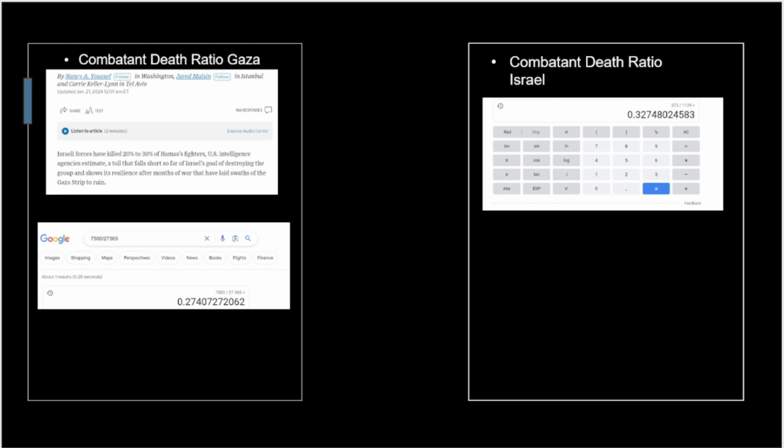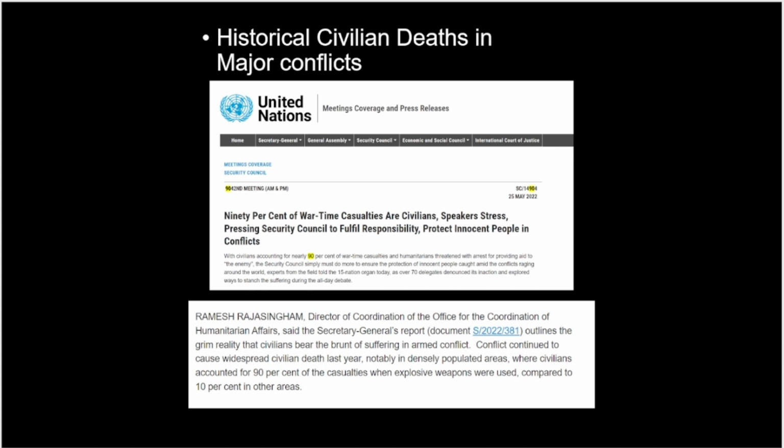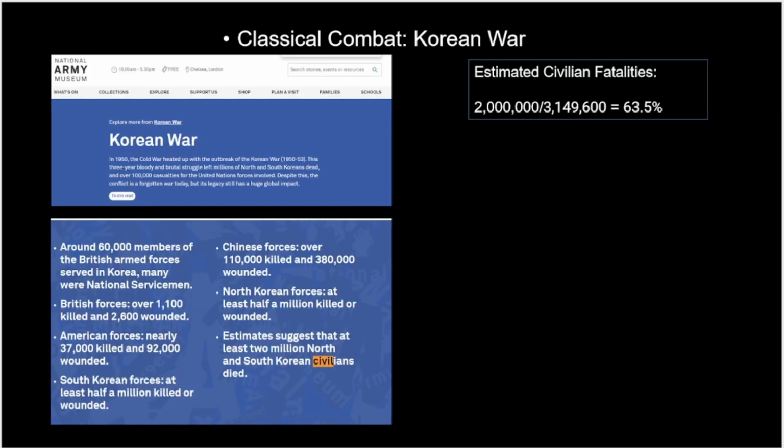So now let's contextualize these figures with the historical and modern precedents of civilian casualties during military operations. The United Nations reports that historically, 90% of wartime casualties were civilians when explosive weaponry was used. For a more tangible comparison, let's look at the Korean War. According to the United Kingdom Army Museum, out of the approximately 3.1 million deaths, 2 million were estimated to be civilians, making a civilian fatality rate of 63.5%.